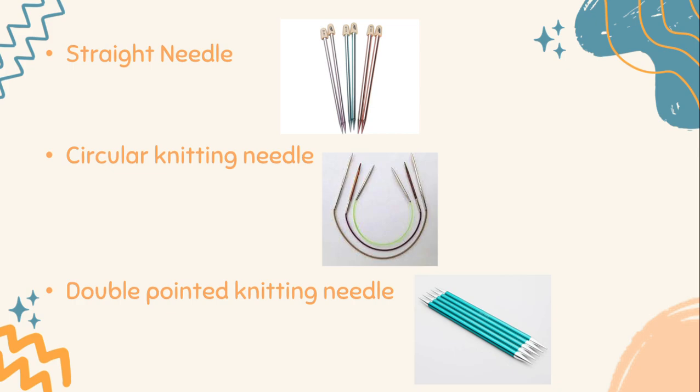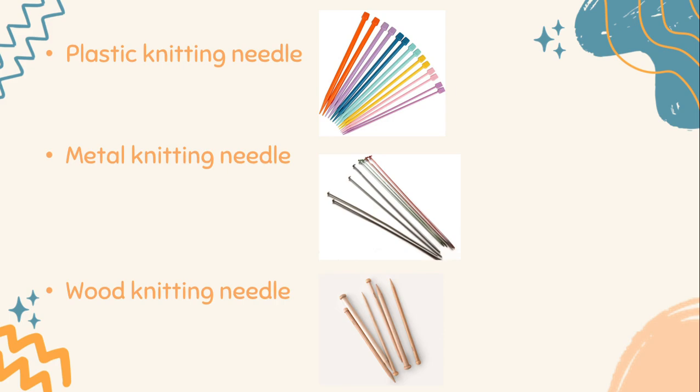Third is double-pointed knitting needles. These are knitting needles with points at both ends. Usually they come in sets of 4 and are used for doilies, gloves, mittens, round necklines, socks, or whenever a seam is not used.